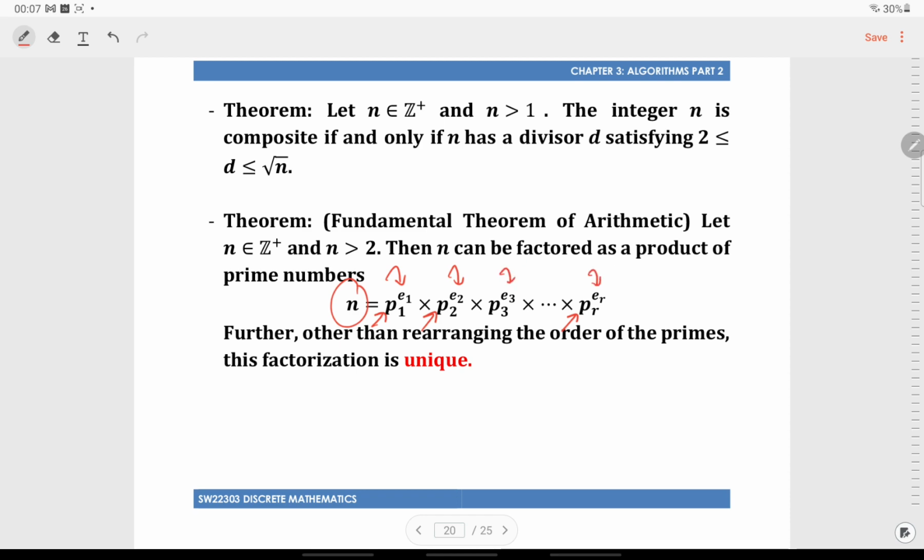So according to the fundamental theorem of arithmetic, every positive integer greater than 2 has this kind of factorization. Any positive number n that is greater than 2 can be factored into these prime factors, and all these prime numbers have their own exponent value. Other than rearranging the primes, this factorization is actually considered unique for all numbers.